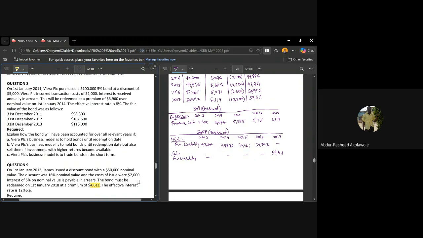A, Vera PLC's business model is to hold bonds until redemption date. B, Vera PLC's business model is to hold bonds until redemption date but also sell them if investments with higher returns become available. C, Vera PLC's business model is to trade bonds in the short term.